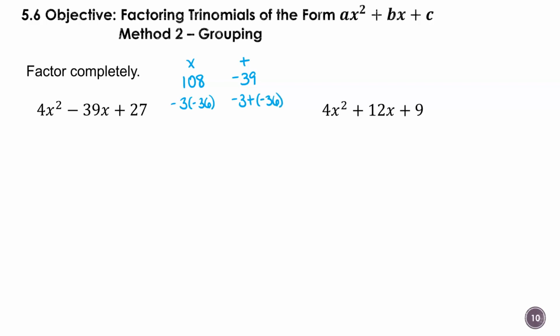If you started out going through the process with the 108, 1 times 108, 2 times 54, and so on, then you would get to this one. Also, knowing that we have to have the same sign, because when I multiply two negatives, I get a positive, but I need to add to get negative 39, they have to be both negative in this case. So we replace that middle term.